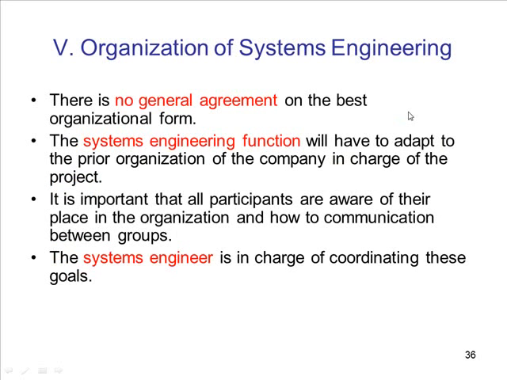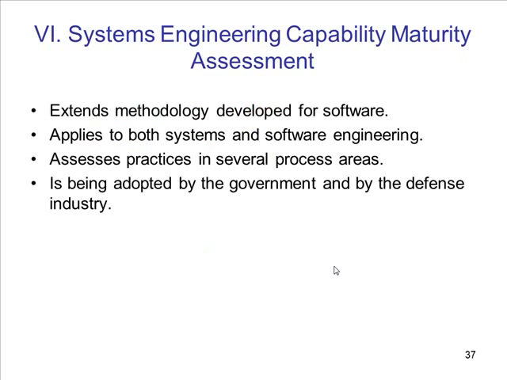So in closing, there is no general agreement on the best organization in terms of how systems engineering has to be done. So each organization has its own way of doing systems engineering. I mentioned here that it is important that all participants are aware of their position in the organization. As a systems engineer, it's a big responsibility to actually coordinate the goals of developing a new system.